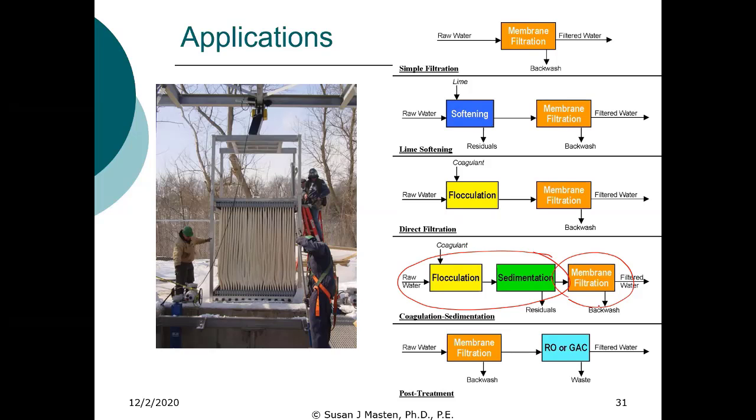In this case, this is essentially a conventional treatment plant, followed by membrane filtration for further treatment. You can also combine it with reverse osmosis. So for instance, you can have a microfiltration system or an ultrafiltration system followed by reverse osmosis for targeted removal of certain pollutants.